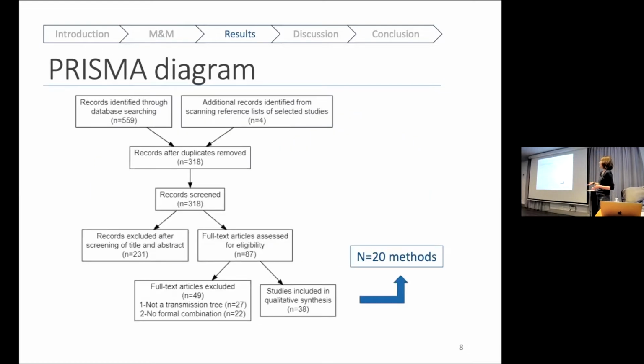So here's the PRISMA diagram. After removing duplicates, we obtained 318 articles. Among these articles, the full text of 87 articles was screened for eligibility. We finally obtained 38 articles and identified 20 methods amongst them.